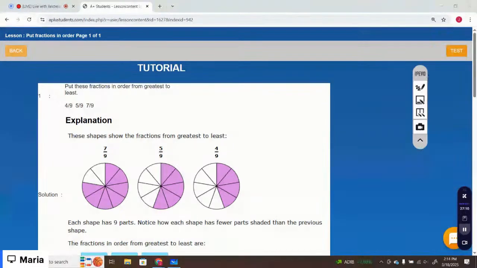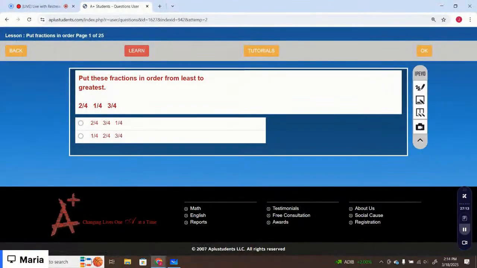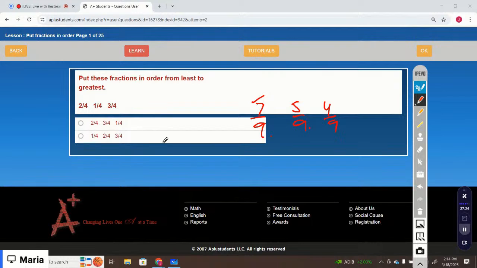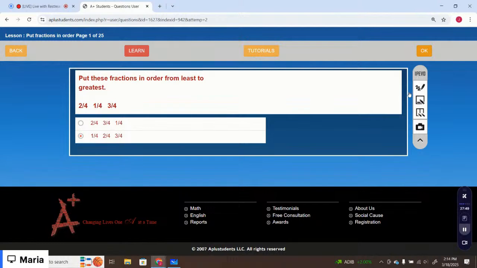Okay, let's start with the test questions. Put these fractions in order from least to greatest. They have the same denominator, so the least fraction is the one that has the smallest numerator. The smallest numerator is 1 over 4, then you have 2 over 4, then you have 3 over 4. So which is the correct option, 1 or 2? Option number 2 is the correct option. That is 1 by 4, 2 by 4, and 3 by 4.